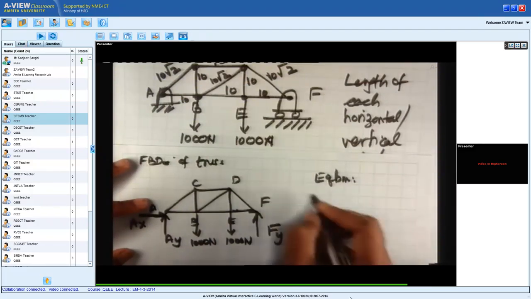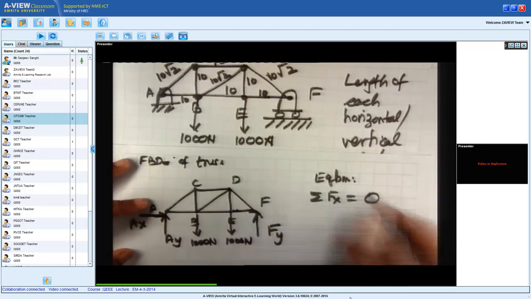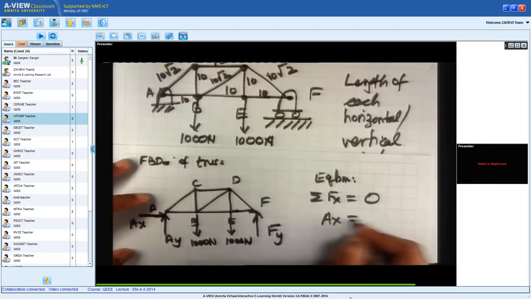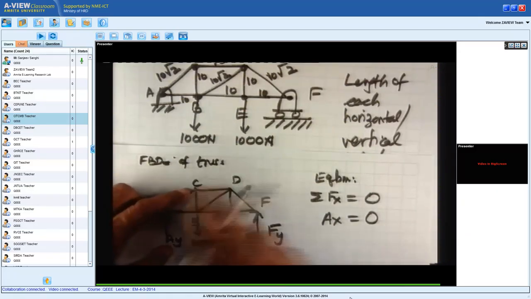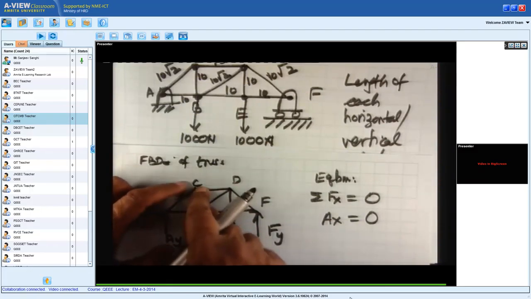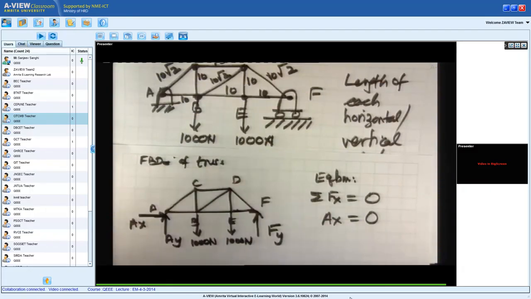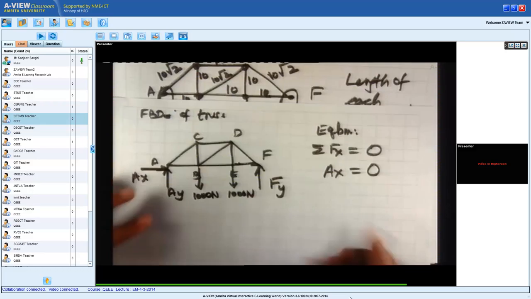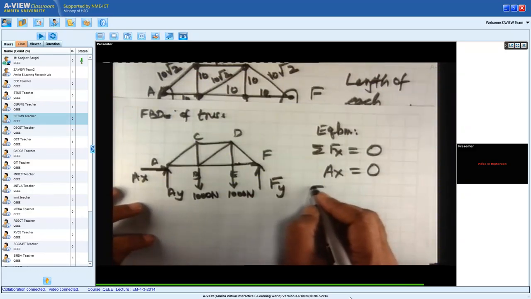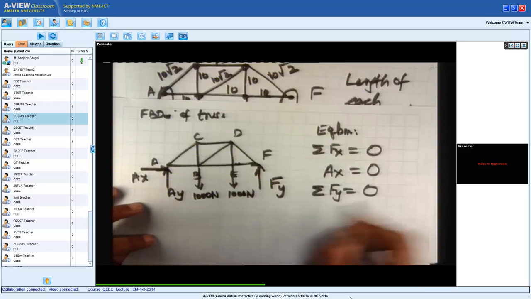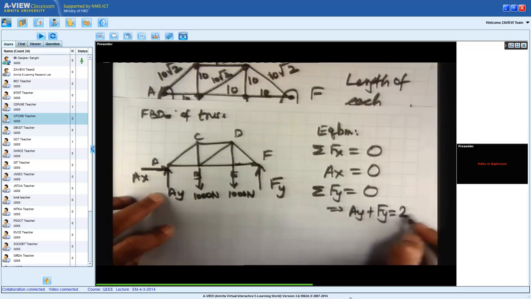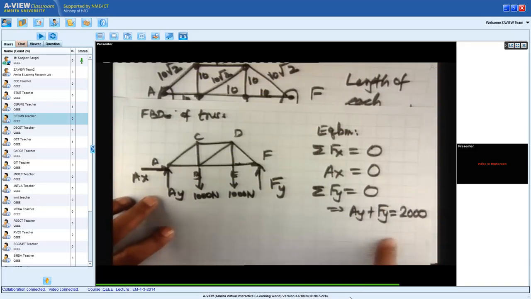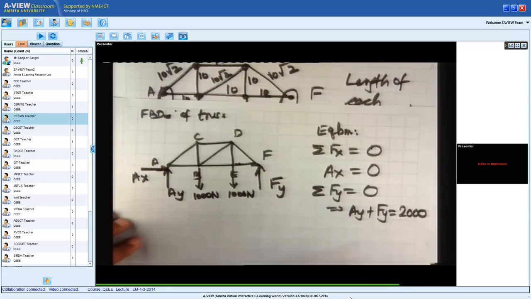When I do sigma Fx is equal to 0, I will get Ax is equal to 0. Notice in this free body diagram, I will not put any internal forces, the force which joint C is exerting on A, etc. So first I get Ax is equal to 0. Next, I continue with the equilibrium, sigma Fy is equal to 0. This will be Ay plus Fy is equal to 2000.